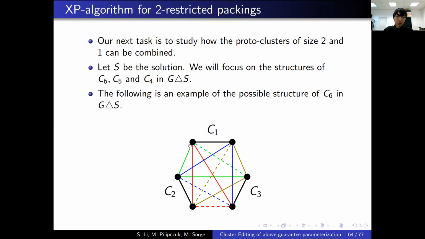This is a protocluster, this is a protocluster, and this is a protocluster. If we insert an edge to every non-edge here, we get a clique of size 6. But this structure will obviously be solved by our reduction rule, because we do brute force on every connected component of size 6.